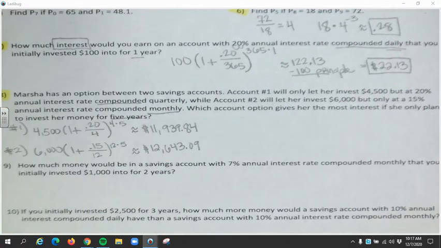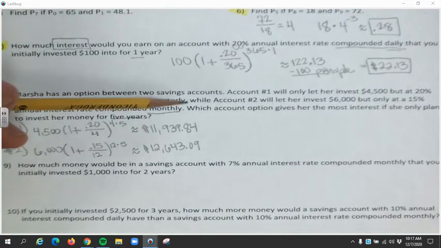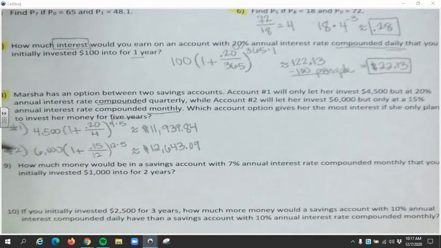So on first glance, it says which option gives her the most interest. So it looks like option 2 is the way to go. She has more money. But again, she invested more money in option number 2. So it's not really a fair comparison because it's kind of like saying if I invest $1 billion versus I invest $1, I'm obviously going to have more money if I invest $1 billion instead of $1 because the interest is going to be more.